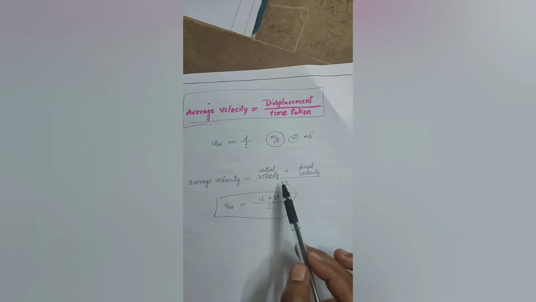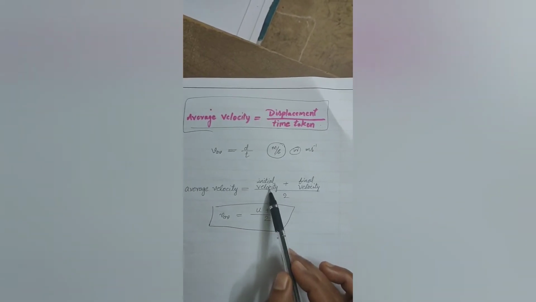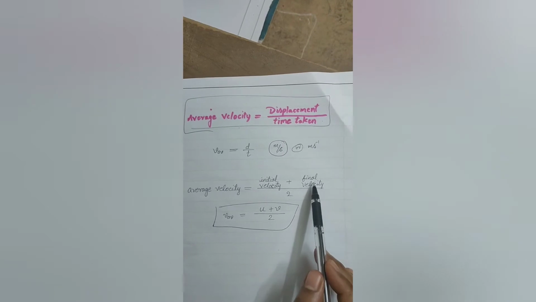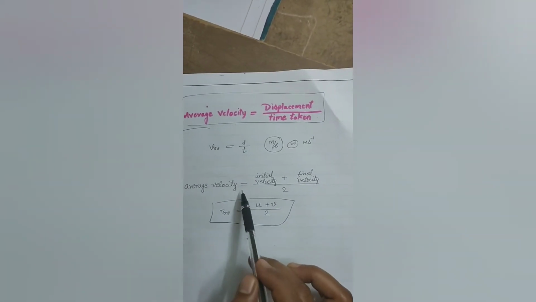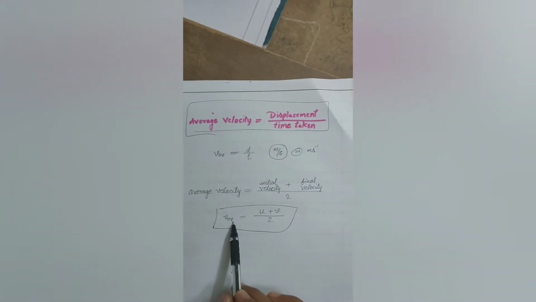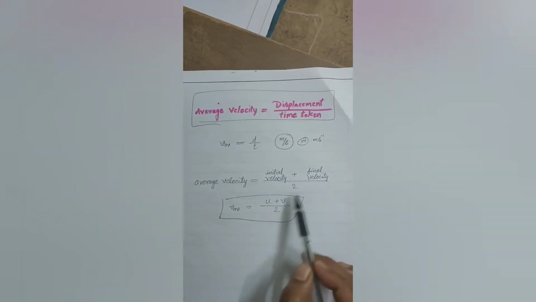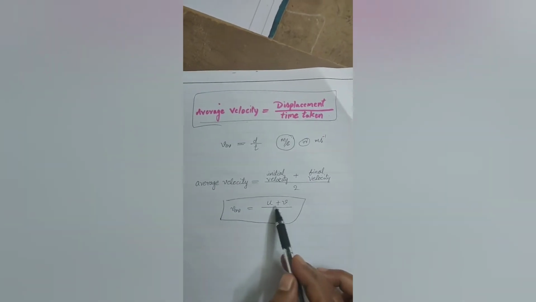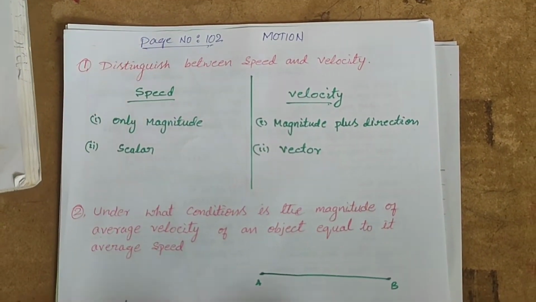Students, you can see this. Initial velocity is the velocity with which the object moves initially. Final velocity is the velocity with which the object moves finally. Divided by 2, that is called average velocity. It can be written as V_AV, where AV means average and V means velocity. Average velocity equals initial velocity, denoted by U, plus final velocity, denoted by V, divided by 2. It is the arithmetic mean of the initial velocity and final velocity over a period of time. Okay students, now I am going to solve some questions on page number 102.